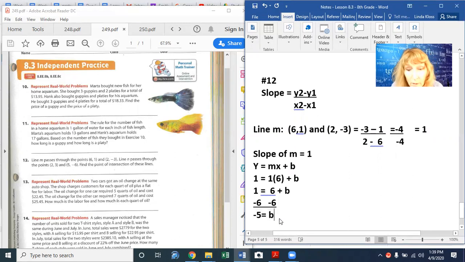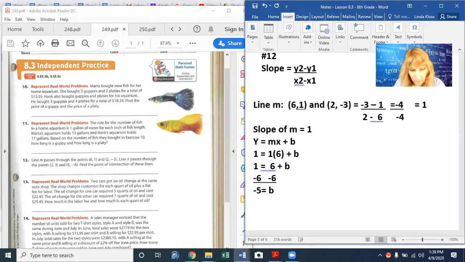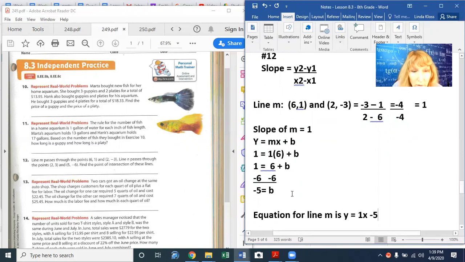So I can plug that back into my equation. So my equation for line m is y equals 1x, you can drop the 1 if you want, minus 5, or plus negative 5, because our b, we just figured it out, was negative 5.